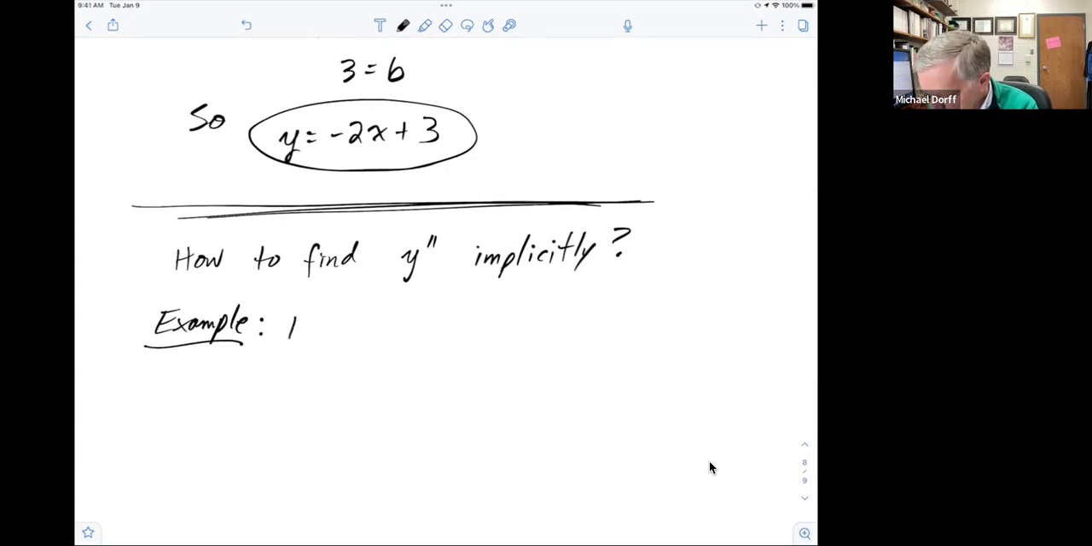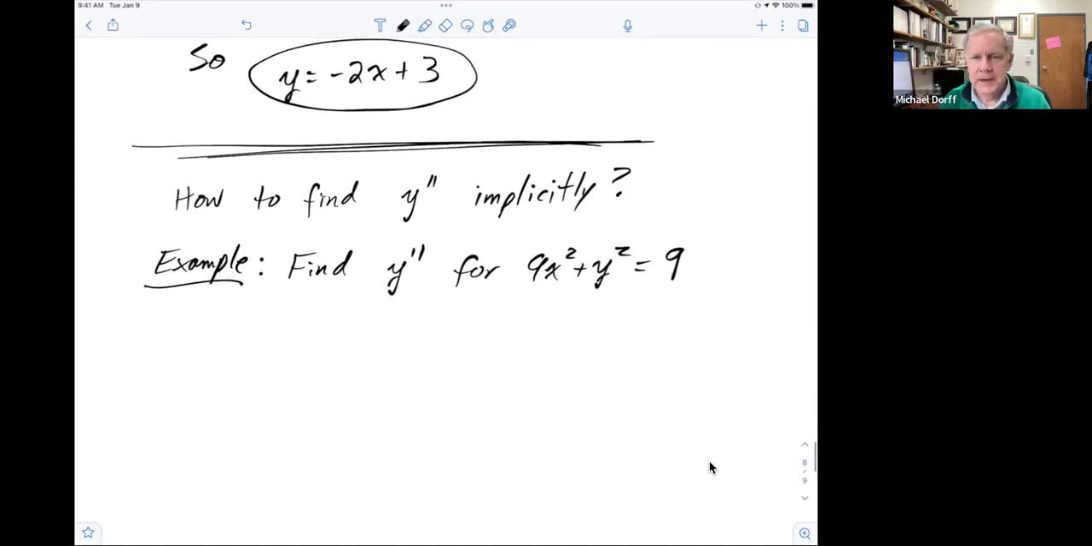Now, instead of finding y prime, we're going to find y double prime for 9x squared plus y squared equals 9. What does the graph of this equation look like? Because there's a 9 in front of the x squared and a 1 in front of the y squared, the numbers are not the same, so this is an ellipse.